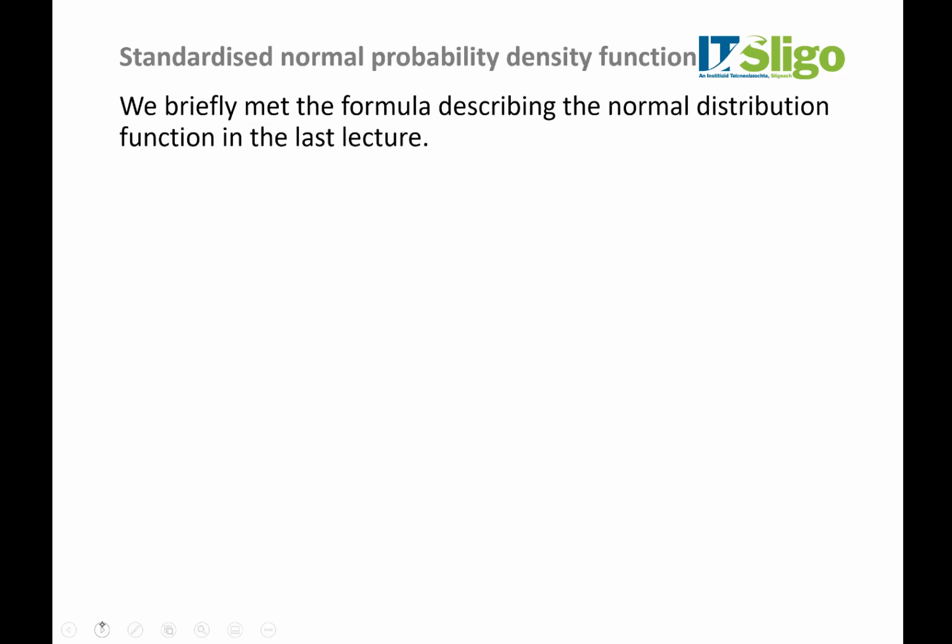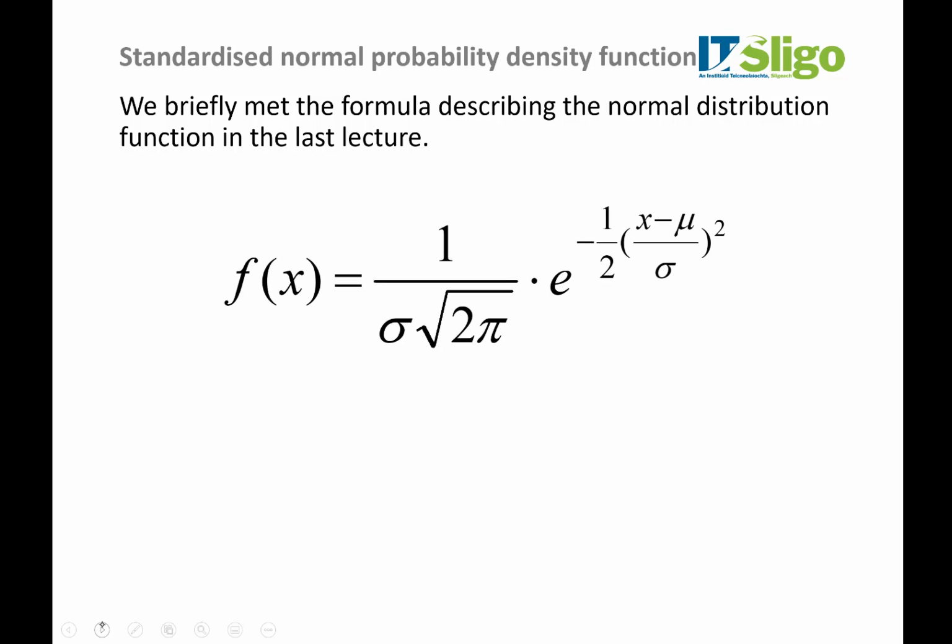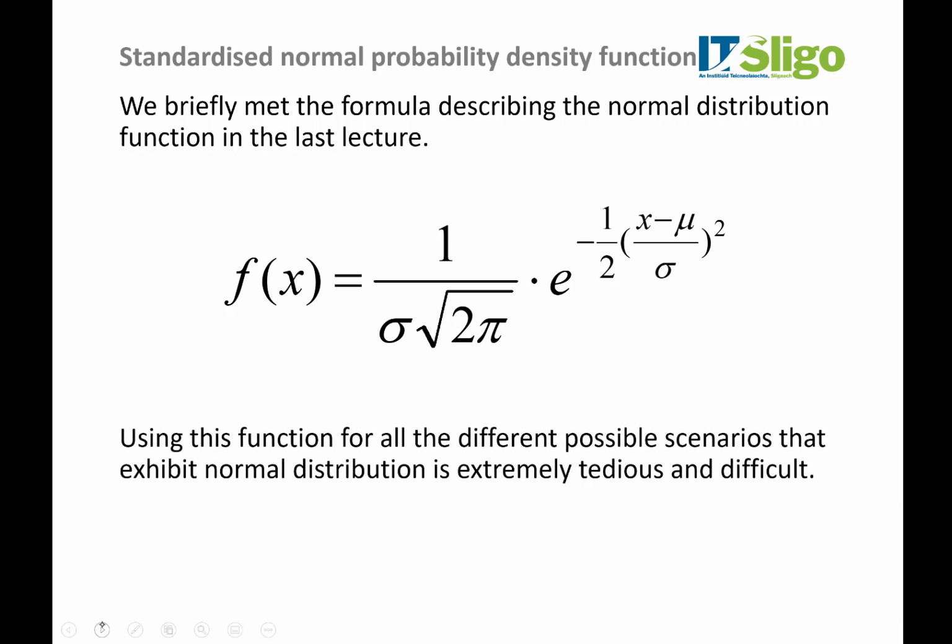So the standardized normal probability density function, it's a little bit of a mouthful. And we've met this function in the previous lecture. It's quite complicated, as you can see. And if we're to try and use this function for all the different scenarios like we discussed in the first lecture, or any scenario that's governed by a normal distribution, the maths is very difficult. It's very easy to make a mistake, as you can imagine. So there must be a better way, and there is.